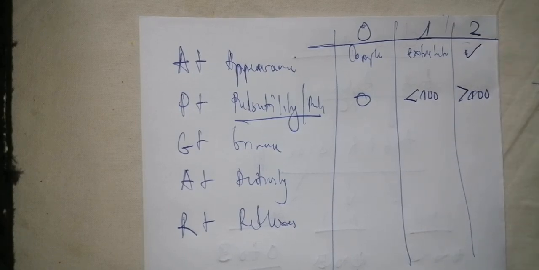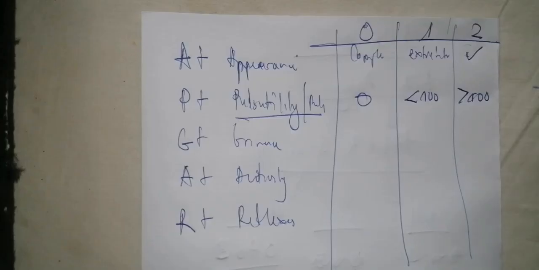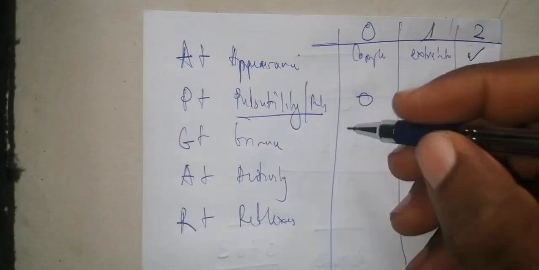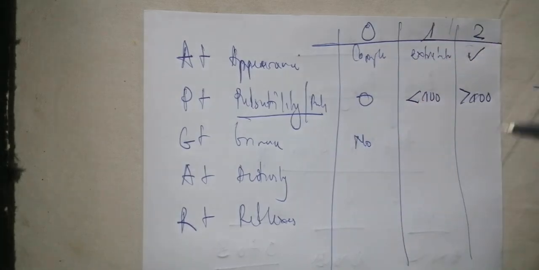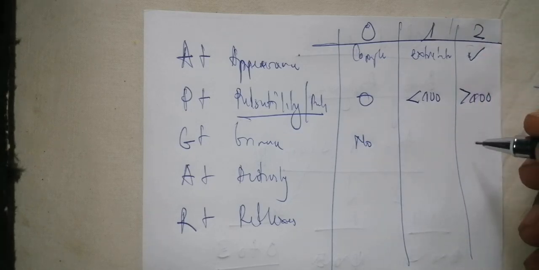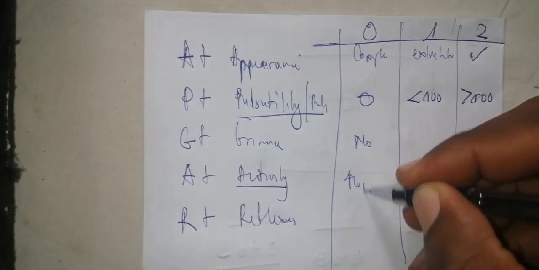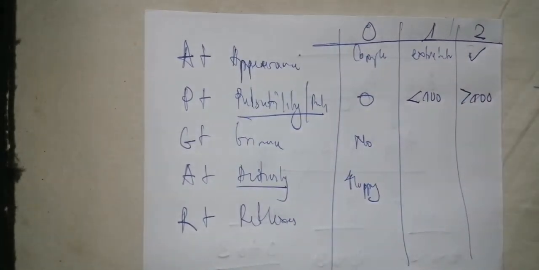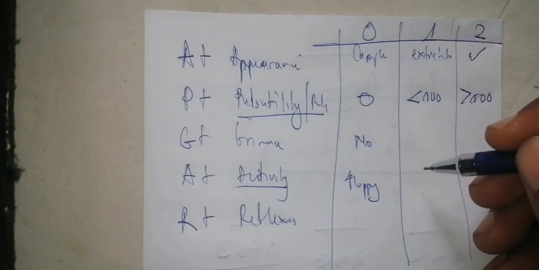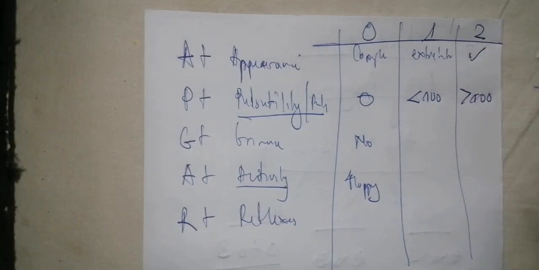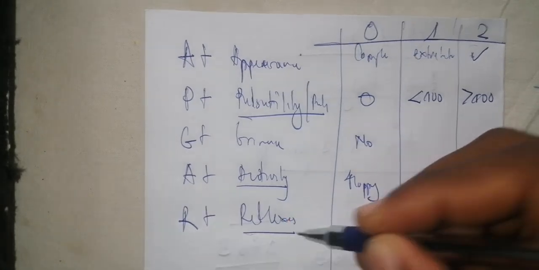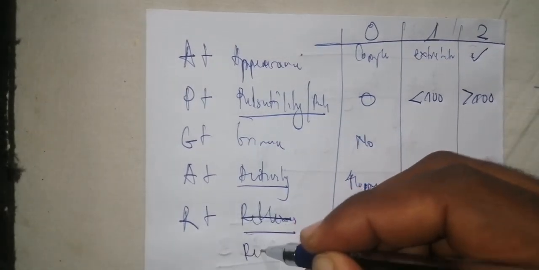Now for the grimace, when you are doing aspiration and there is no grimace, the score is 0. If there is grimace and the child does not cry, it is 1. If there is grimace and the child cries vigorously, it is 2. For the activity, the child is floppy, meaning there is no contraction of the upper and lower limb. If there is contraction of only the upper or lower limb, it is 1. And if there is contraction of both upper and lower limb with activity, it is 2. The last one is respiration, not reflexes.